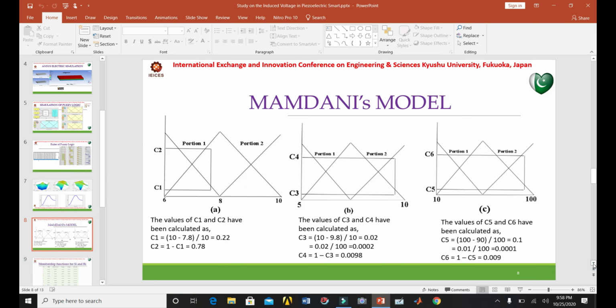So in order to have the Mamdani calculation, because I have simulated this PZT material twice, from ANSYS I have got 5 millivolts, and from the fuzzy simulation I have got 5.56 millivolts. The results are very close. So now I have to use Mamdani's calculus in it. So here I have obtained C1, C2, C3, C4, C5 and C6. They are actually the membership function values, and they are used for the calculus of the Mamdani model.